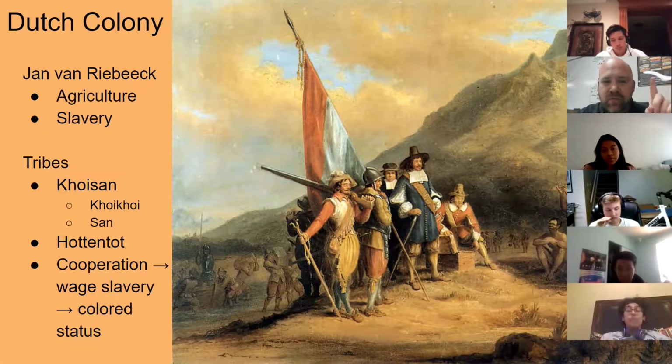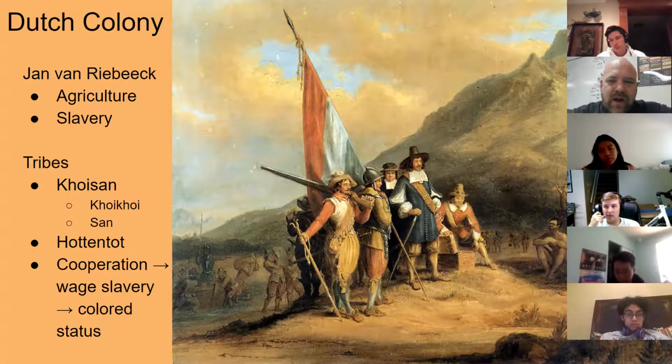It's one of the most important resources. It maybe is the most important resource after water, right? Because you can get food from the ocean. You can get fish and stuff from the ocean, right? But you can't get wine from the ocean.